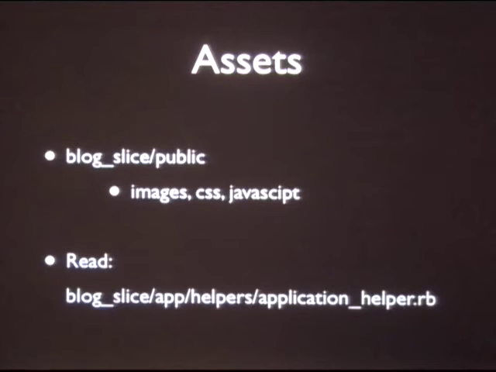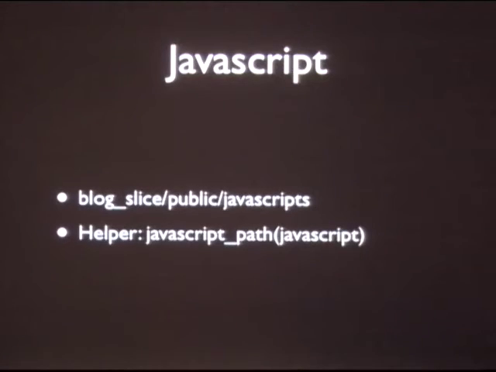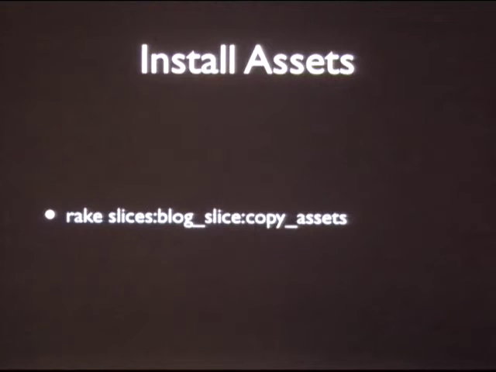There's a whole bunch of helper methods in that helper file. You can include your own images. There's a helper to get to the image for your slice, JavaScripts, Stylesheets. And to get all of that into your application, you need to copy the assets over from the gem.